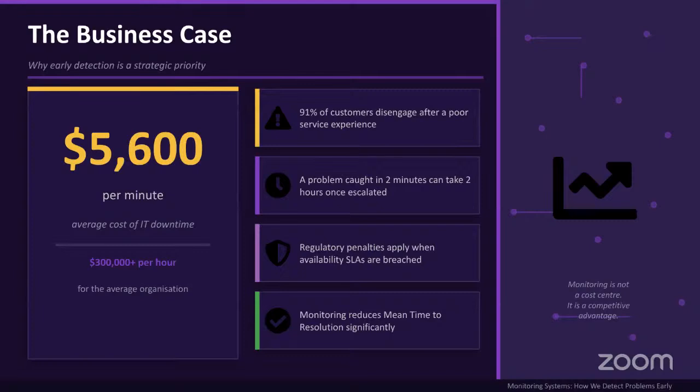So, the business case. Now let's talk about why this matters to the business. On average, downtime costs about $5,600 per minute. So even a small issue can become expensive very quickly. Also, most customers won't come back after a bad experience. So this is not just about systems; it's about trust too.